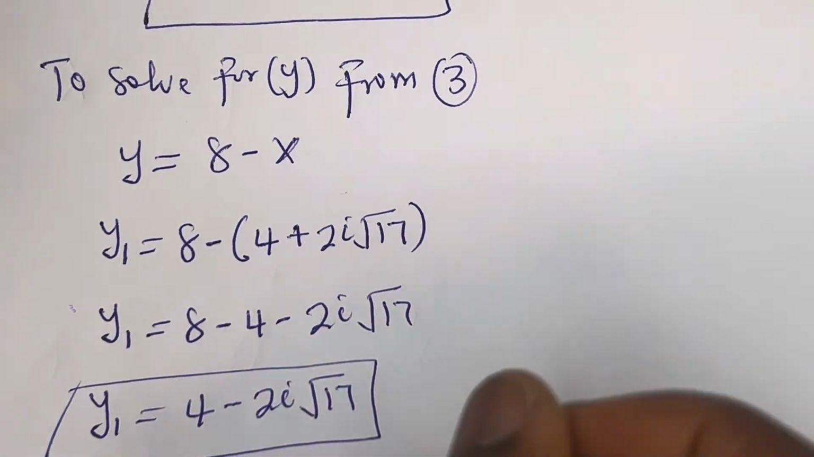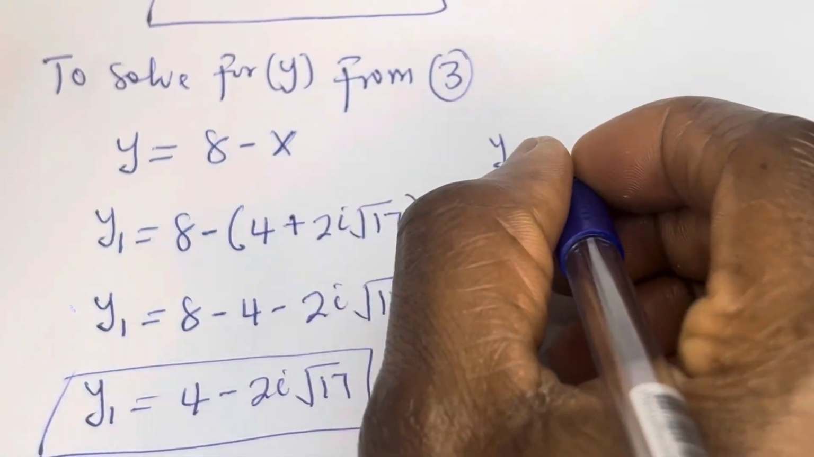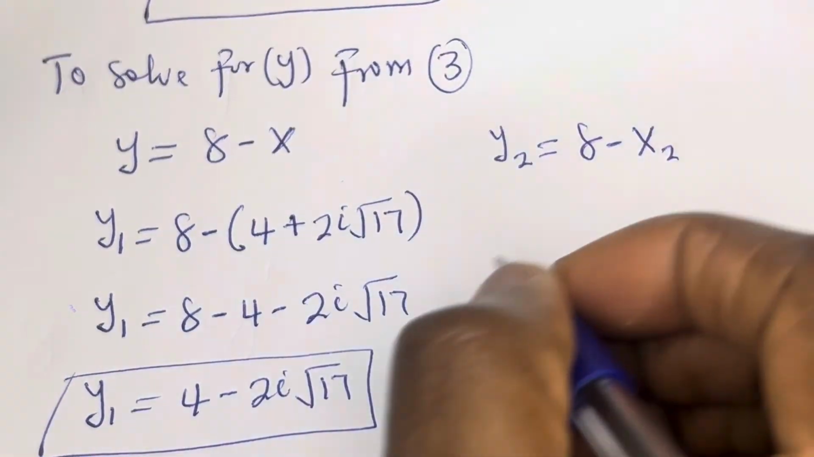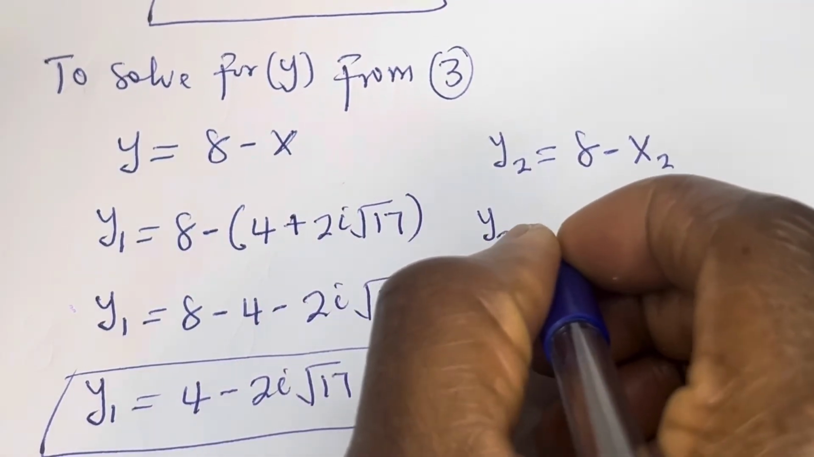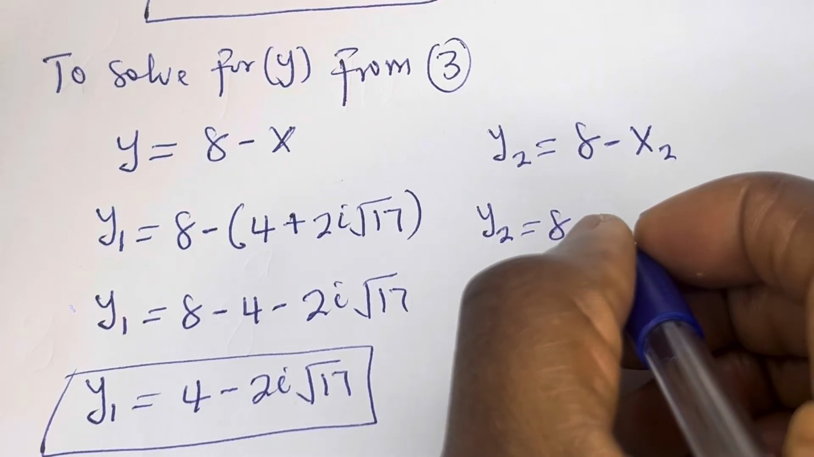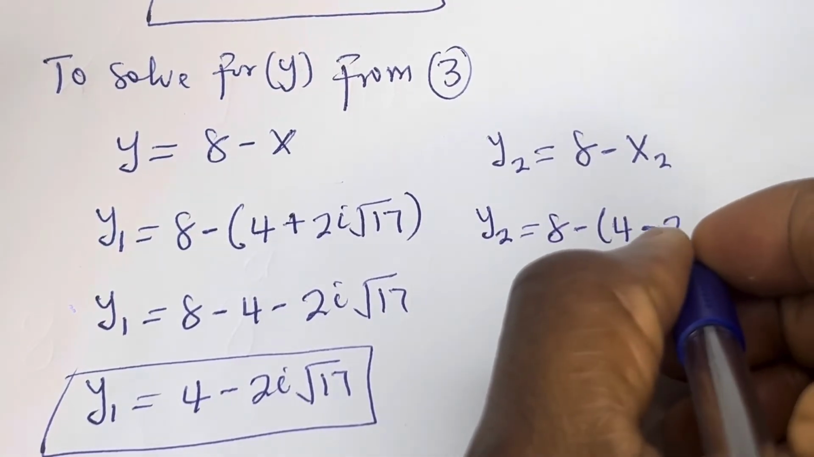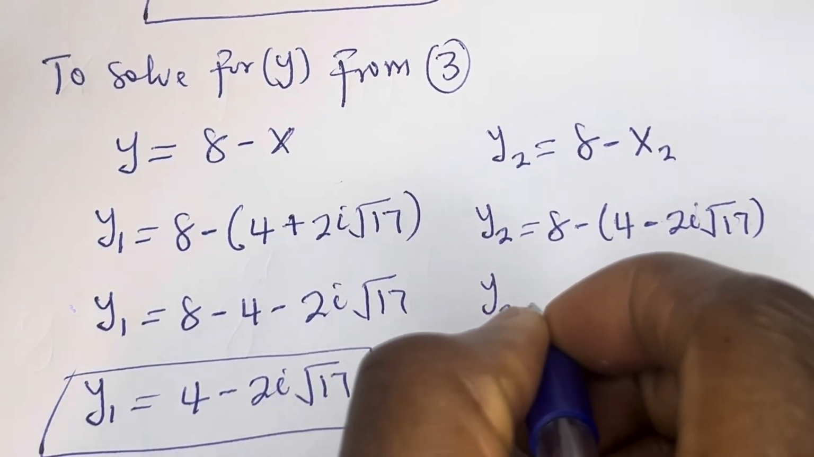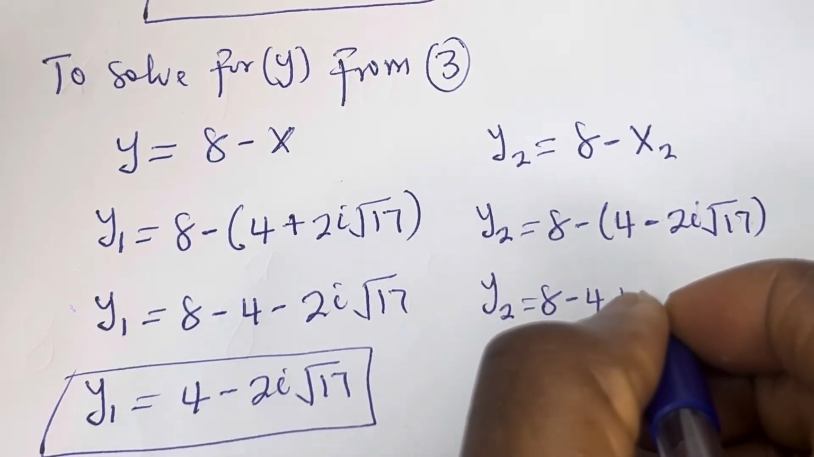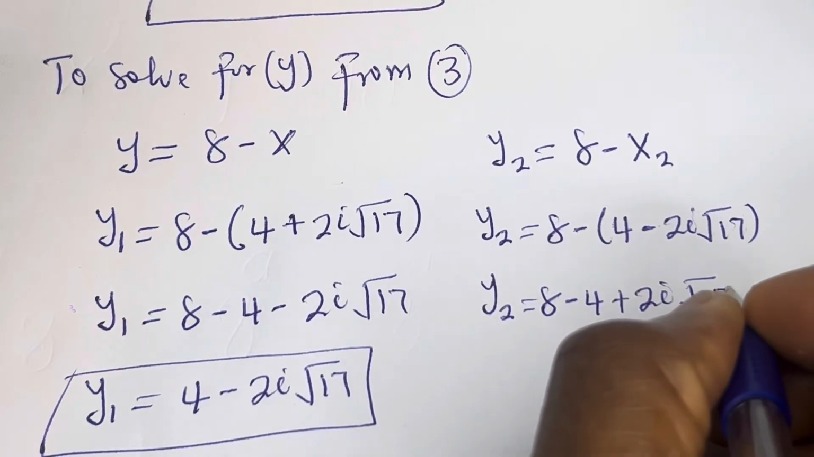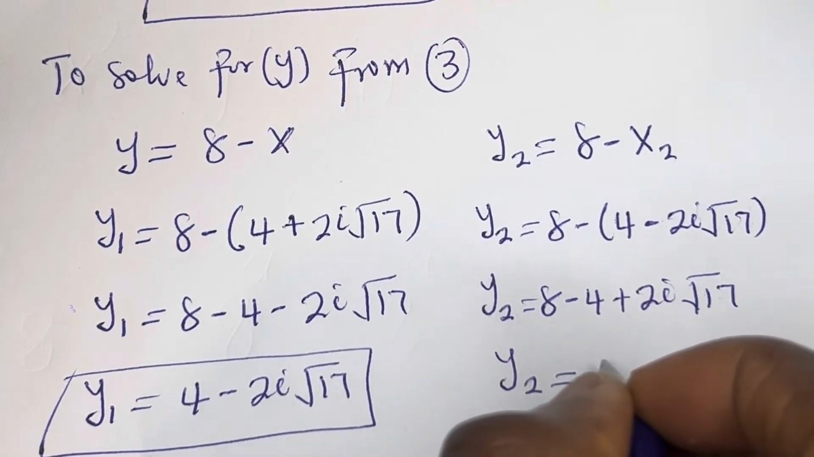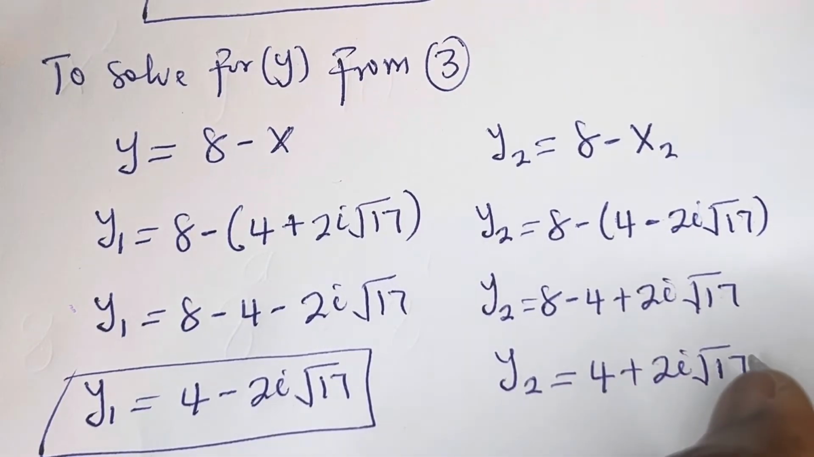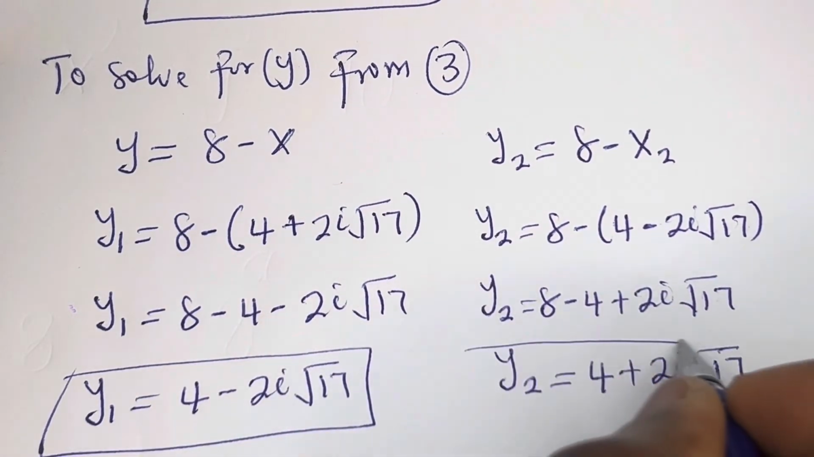Also, y2 is equal to 8 minus s2. Then y2 is equal to 8 minus s2, which is 4 minus 2i square root of 17. y2 is equal to 8 minus 4 plus 2i square root of 17. y2 is equal to 4 plus 2i square root of 17. This is the value of y2.